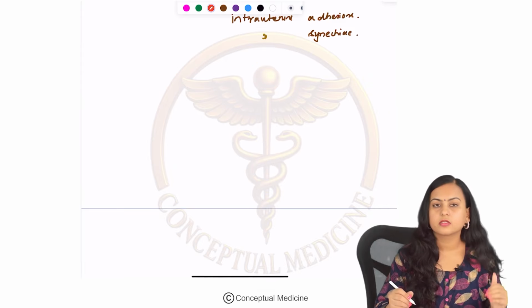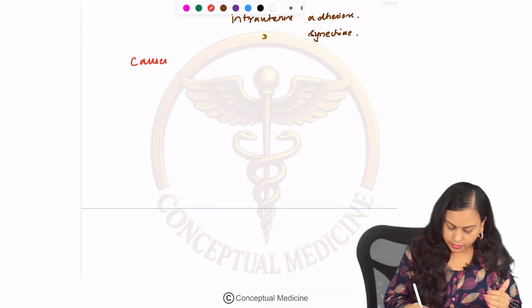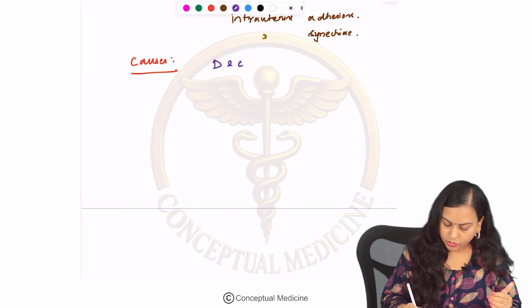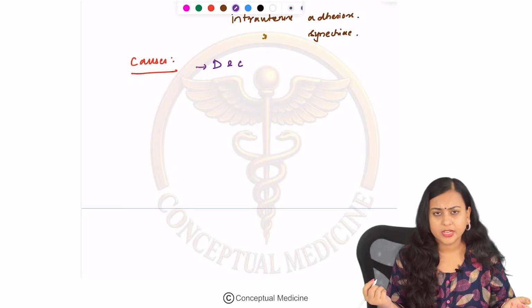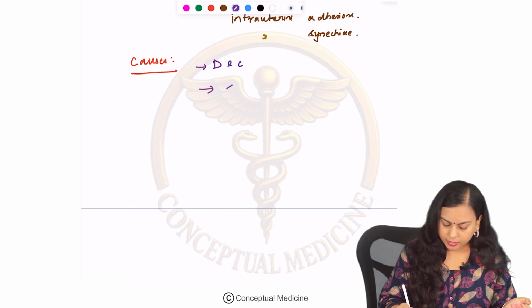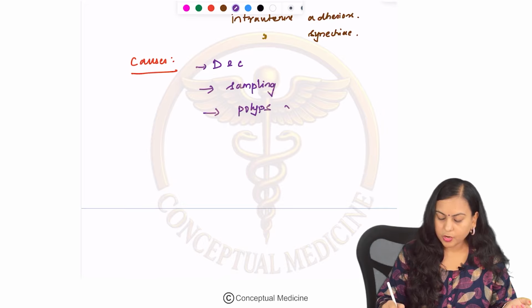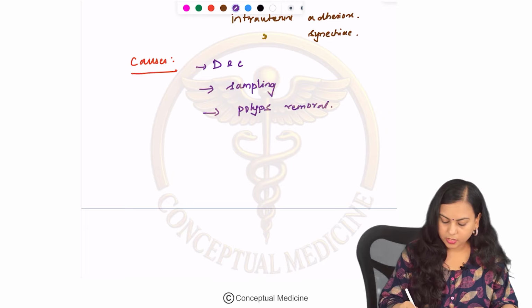So what are the causes for intrauterine adhesion formation? The most important causes include dilatation and curettage that you do for taking an endometrial biopsy or for any missed miscarriage or incomplete miscarriage like that, and sampling, also polyp removal when you do it. Okay, so these are some of the causes.